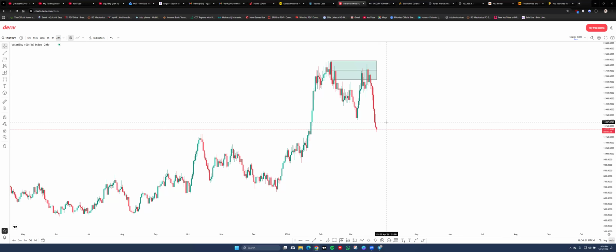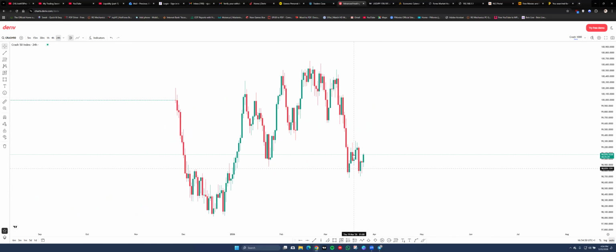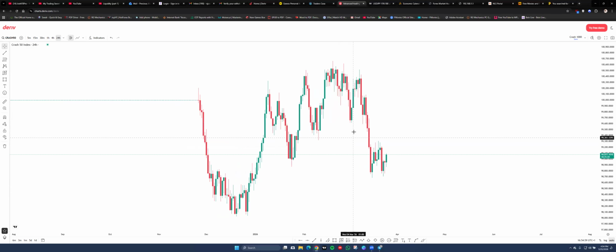Okay, let's look at the next one. Crash 50. Let's see, what's Crash 50? What's that pair again? Okay. Oh yeah, I think I was still waiting for the return. It was supposed to return to this area or somewhere around there because it was now a sell. This is not a sell, but this market went down here. It didn't return. So it was just looking like it was still going to be going down. So I just left it.